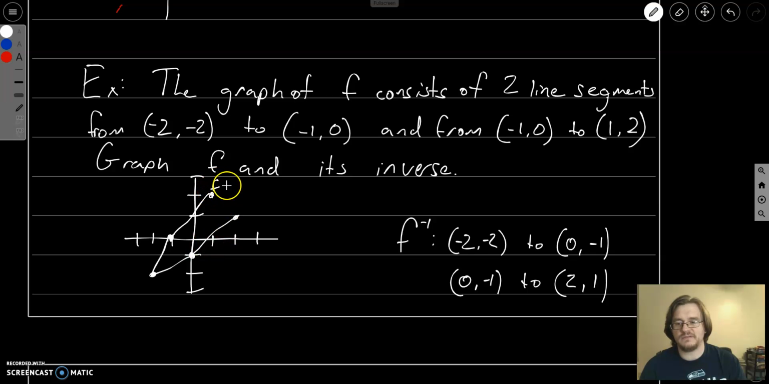So here was f, here is f inverse, and we can see that it's just a reflection about this line. If I could draw better, it would be a little bit more accurate.